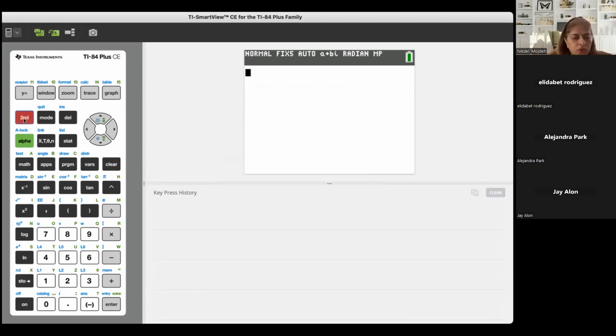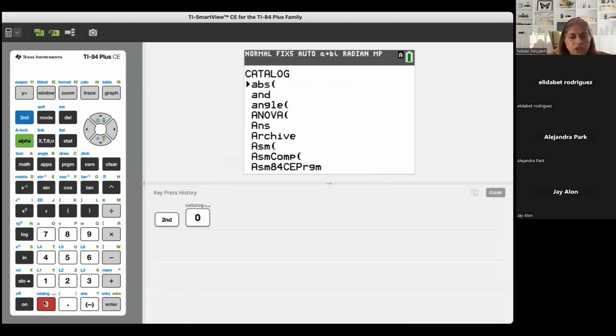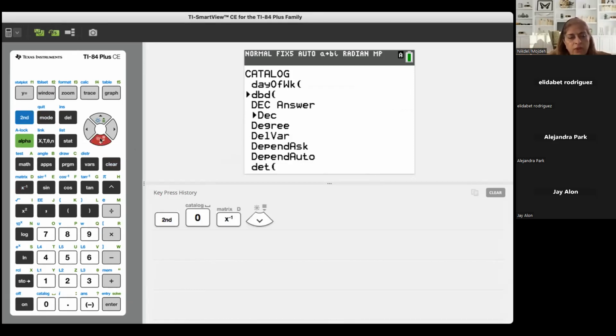So I'm going to go to catalog. Second 0 gives me the catalog. To get to the letter D, I'm going to click x to the negative 1 because above it is the letter D. Then I have to go down till I find diagnostic on. I just press the down arrow key. Here, diagnostic on. The arrow is next to it.